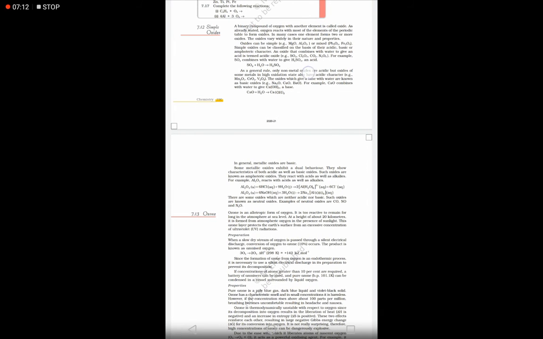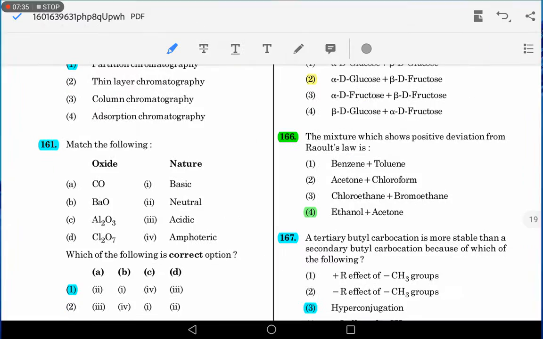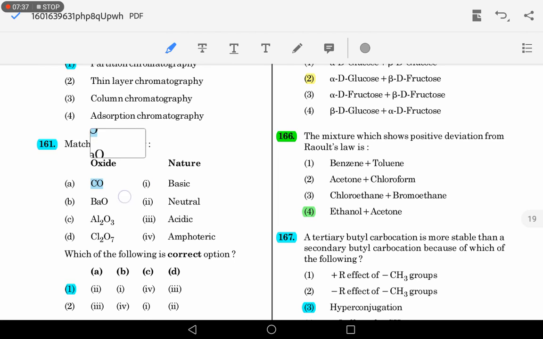General rule: only non-metallic oxides are acidic, but oxides of some metals in high oxidation states have acidic character. These are all acidic oxides and these are basic in nature. And aluminium oxide is an amphoteric one, and carbon monoxide, nitric oxide, nitrous oxide, all are neutral oxides. So carbon monoxide is a neutral oxide.